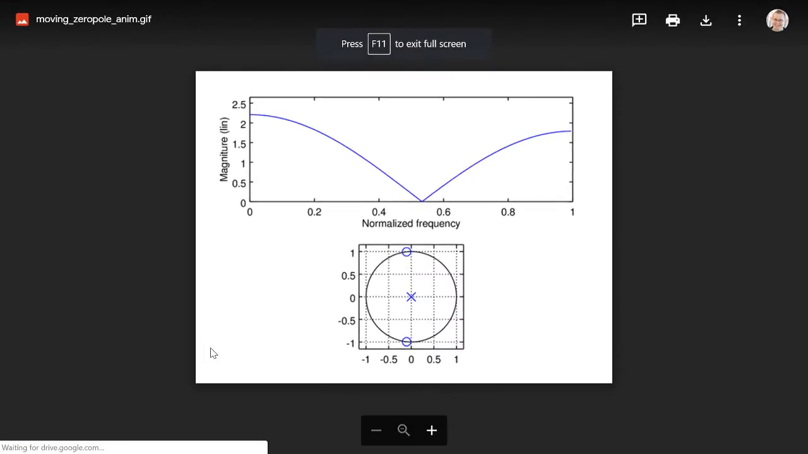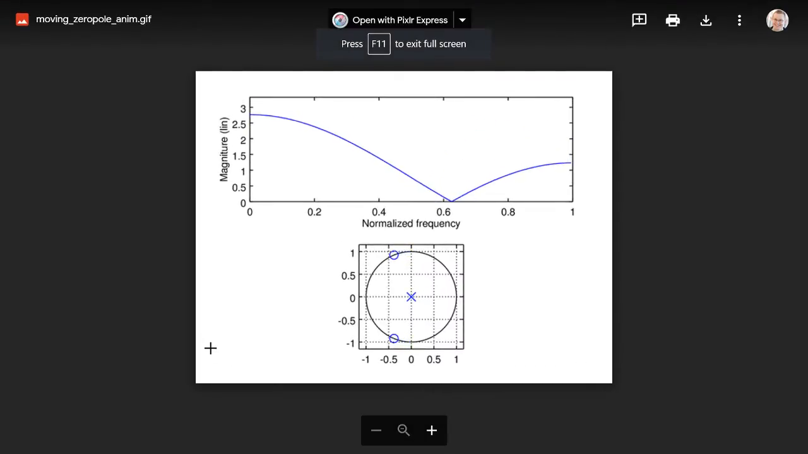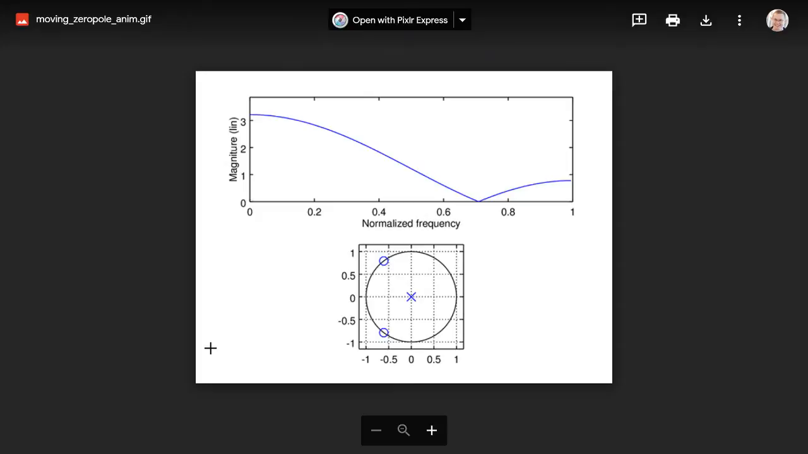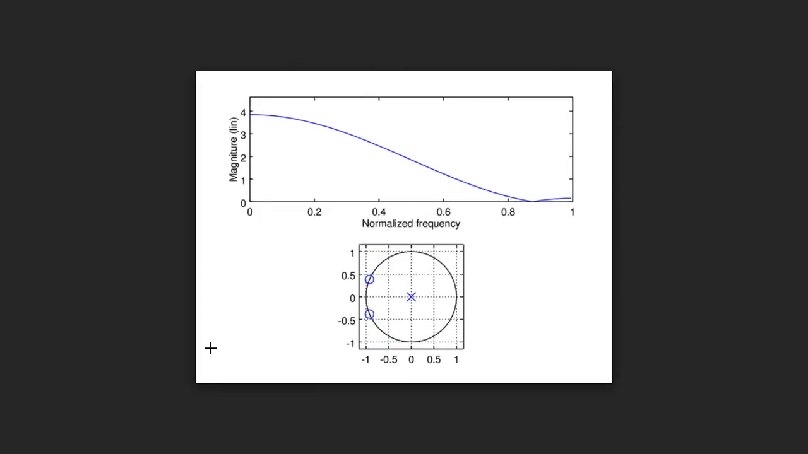Let's see. Yeah, this is what happens when you move those zeros on the unit circle. You basically just move the notch angle. So where the highest. Great. I'm now moving the pole from the zero closer. As you can see, the Q factor actually goes higher.